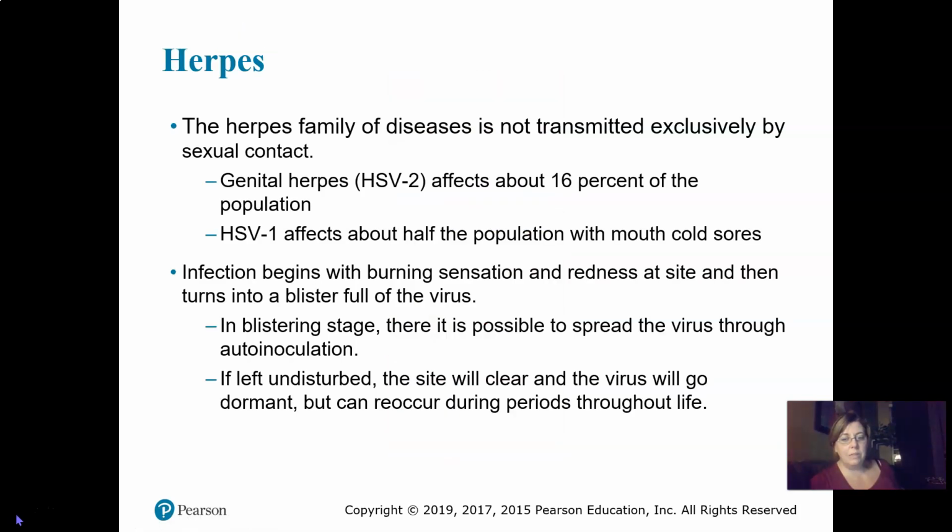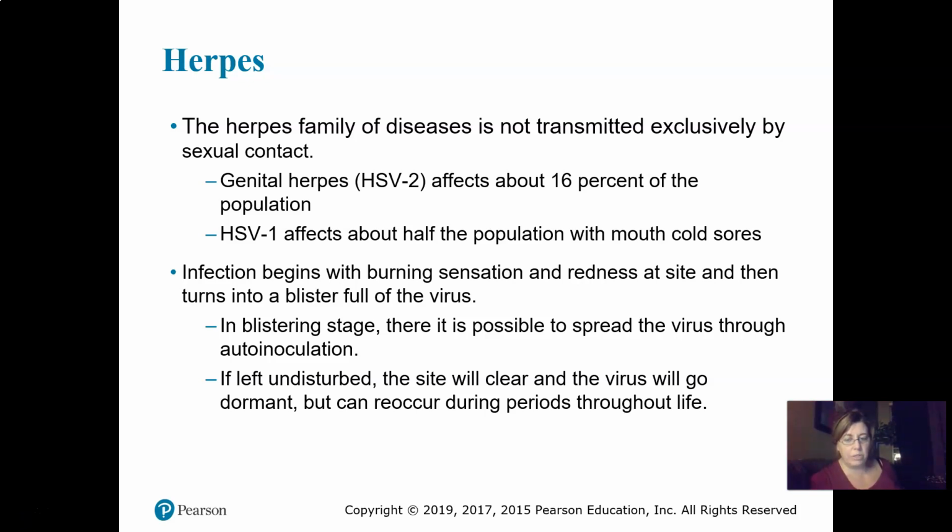Herpes is the general term for a family of diseases characterized by sores or eruptions on the skin. It's not transmitted exclusively by sexual contact. There's herpes simplex 2 and herpes simplex 1. 1 is typically about half the population, and it's cold sores on the mouth.